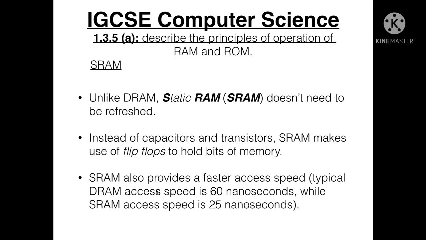So typical DRAM access speed is 60 nanoseconds. It's pretty fast, actually. While the SRAM access speed is 25 nanoseconds, even faster. Because we work with seconds in this world. We see a clock and we say, okay, this lesson's going to end in a few minutes. That's longer than seconds. But then there's seconds, and then there's milliseconds, and there's microseconds, and there's nanoseconds. Whoa.